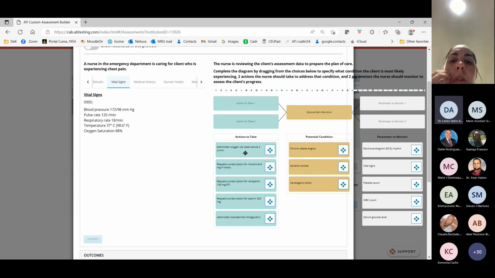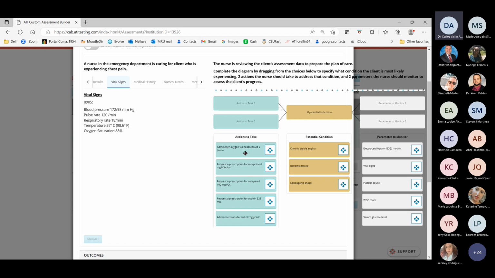Giving oxygen unnecessarily in acute myocardial infarction has been demonstrated to increase mortality, or the patient dies. So it's not good to give oxygen to clients that don't need it. So if the O2 saturation is 95 or more, no oxygen in MI. If the client has 94 or less, yes, oxygen. This patient has 88, so yes, oxygen. Requested prescription of morphine, yes, let's see.